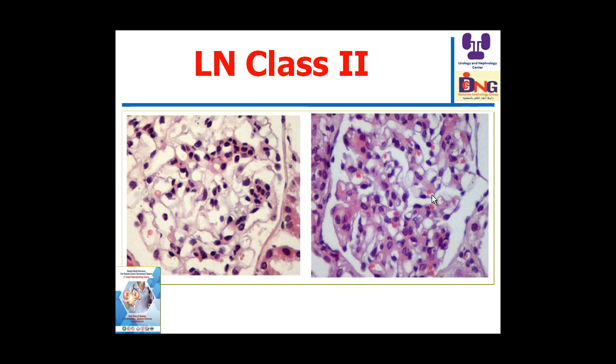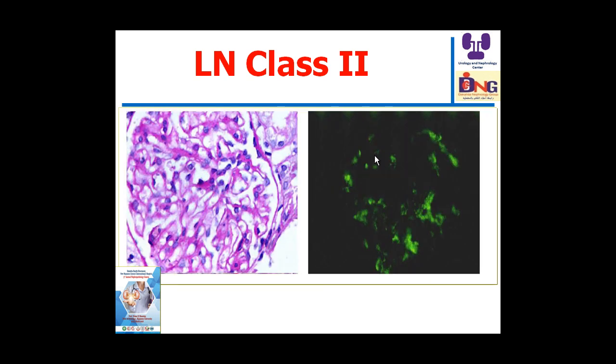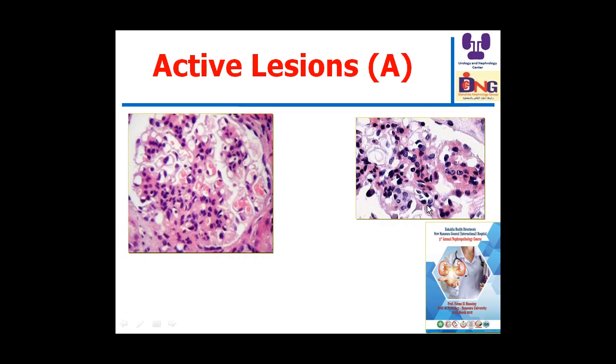Class 2, here you can see the great difference between class 1 and 2: mesangial expansion and proliferation. All these are the nuclei of mesangial cells. You can find multiple rows of the mesangial cells, so it is proliferative within the mesangial proliferation and thickening. So this is class 2. You can find here mesangial deposits of immune complex.